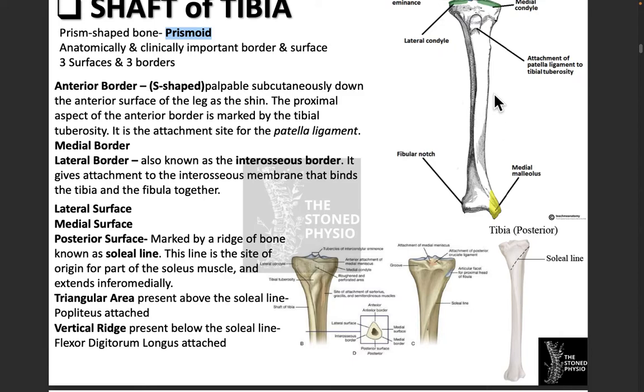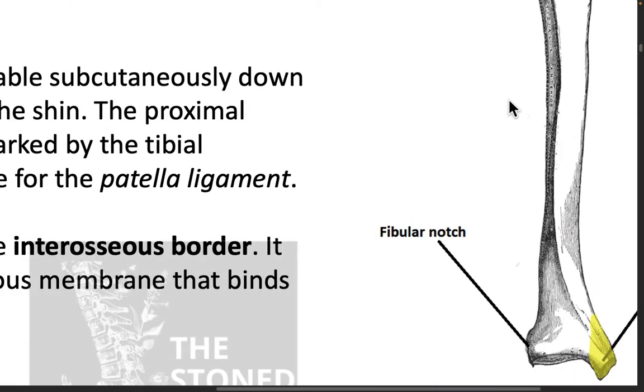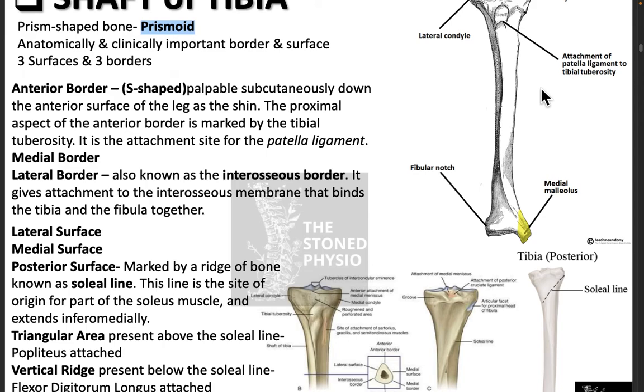The posterior surface, of course, will be present on that side. Apart from that, we have the lateral surface and the medial surface. I think this is simple: this is the lateral side of the tibia, and this is the medial side. So the lateral surface is between the anterior and the lateral border, the medial surface is between the anterior and the medial border, and the posterior surface is between the medial and the lateral borders.